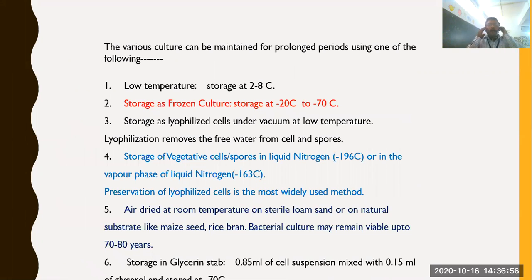Now the various cultures can be maintained for a prolonged period of time by using one of the best techniques. Already we discussed the low temperature, so it is always preserved. This is known as subculturing. So the other name for the low temperature method is subculturing, and you have to preserve the culture at a temperature of 2 to 8 degrees Celsius. It is 100% a refrigerator.